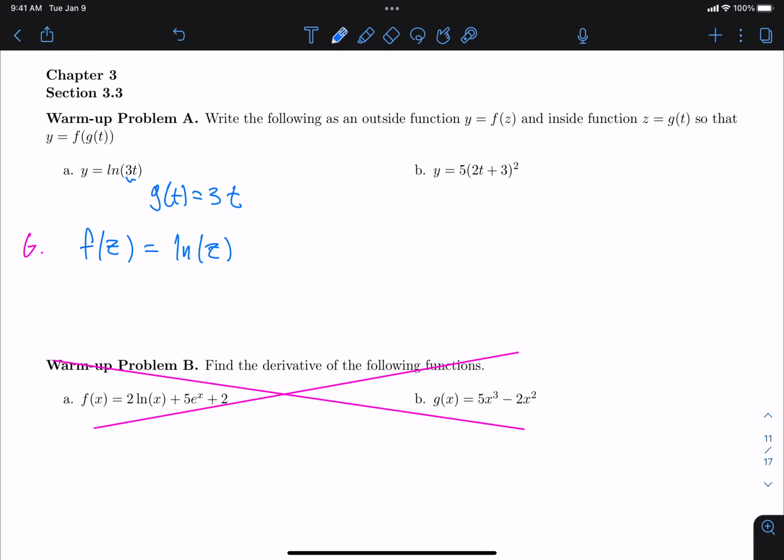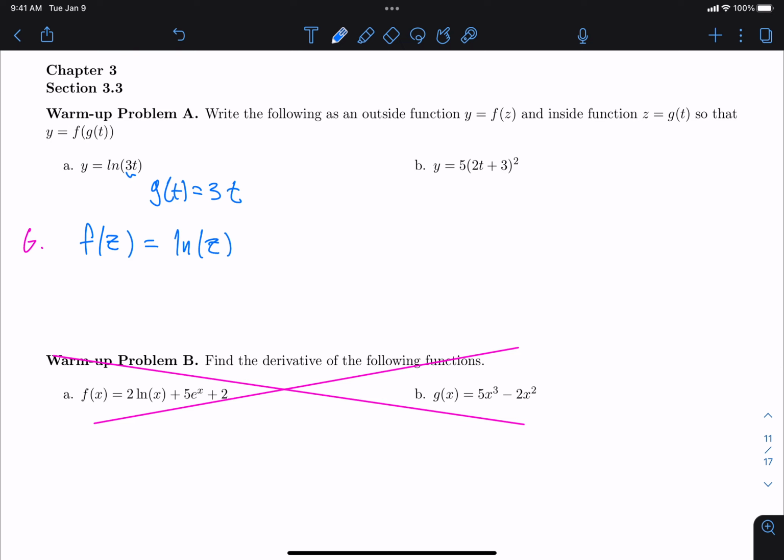And for the second one, there's a ton of different ways you could do it. A popular one that I saw is 2t plus 3 for the inner function. Then for the outer function, what do I have to plug 2t plus 3 into in order to get this original expression? Well, that's the function 5z squared. Okay, so it's a tricky problem, but it's going to be important for the chain rule later on.